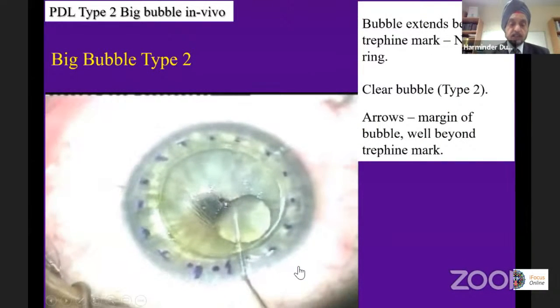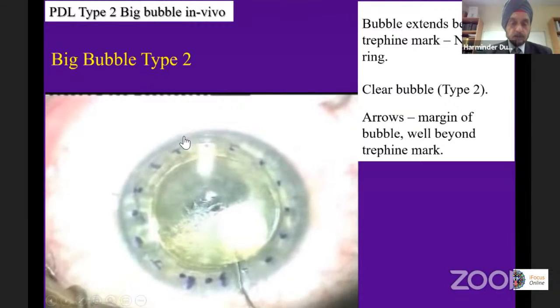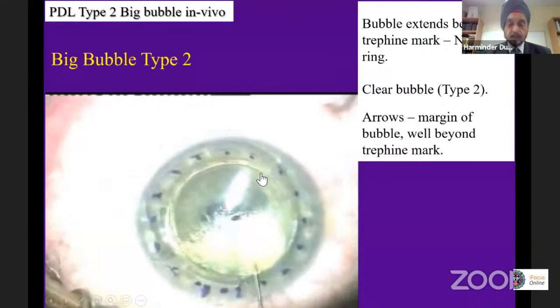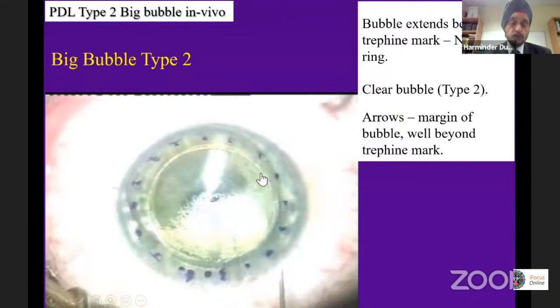Now this is another kind of bubble. So you see this, the human eye, the bubble goes right to the periphery over there, right up to the periphery beyond your trephine edge, and doesn't have that white ring that we saw with the first bubble. So the extent of the bubble is quite large.